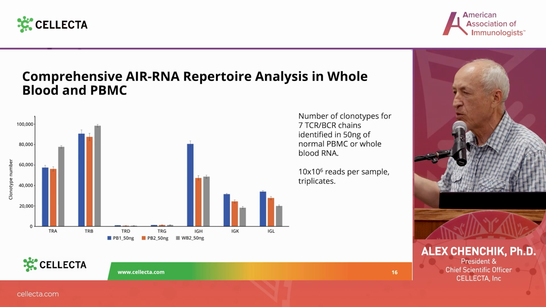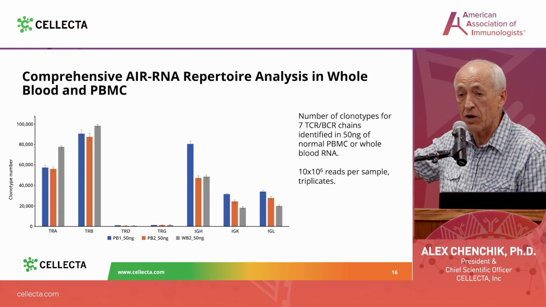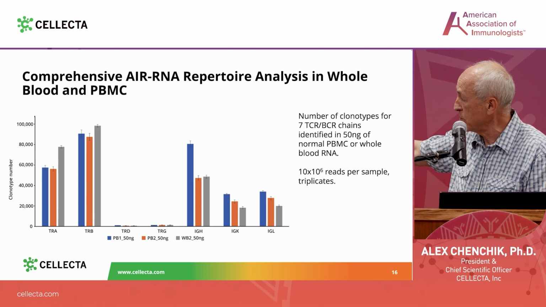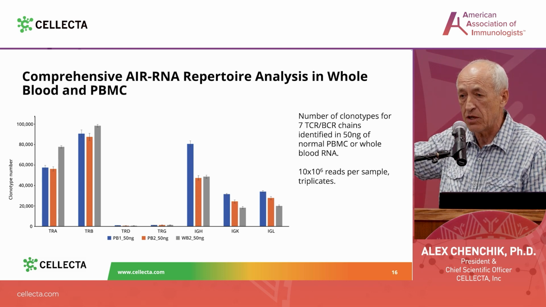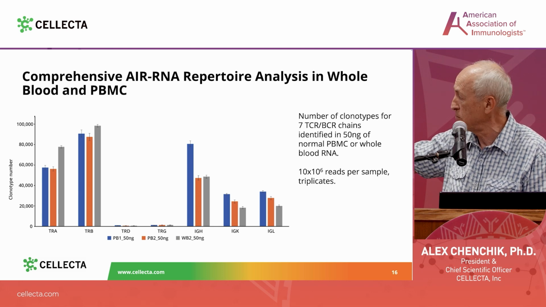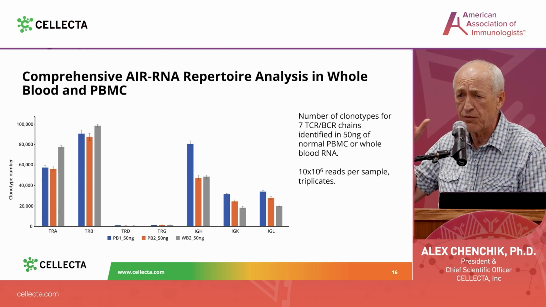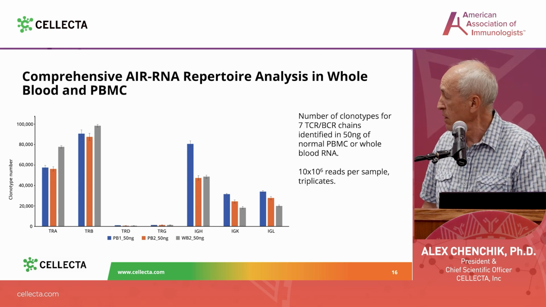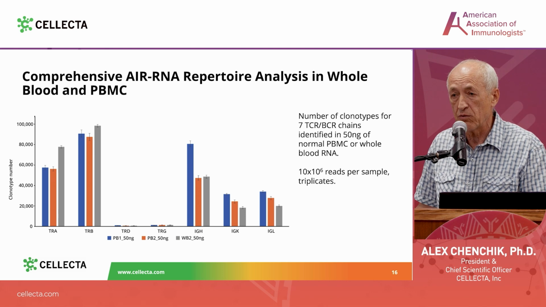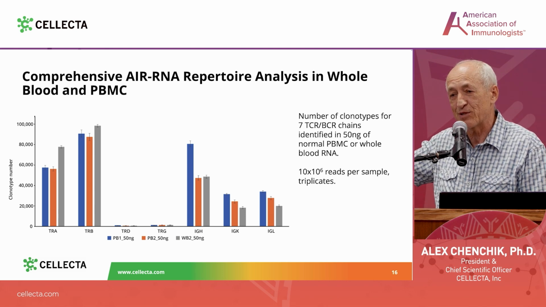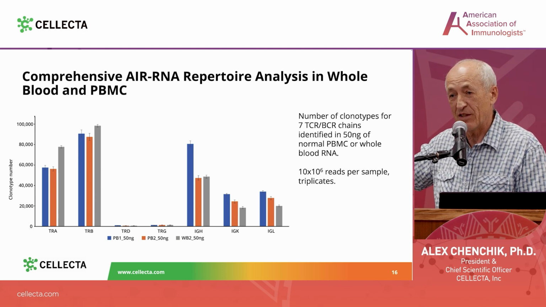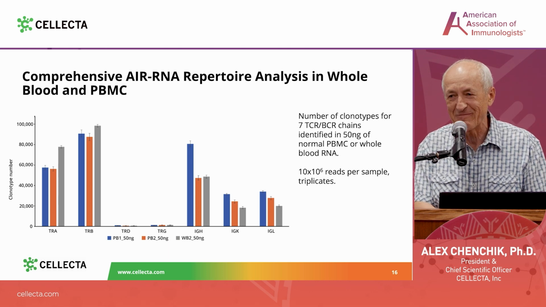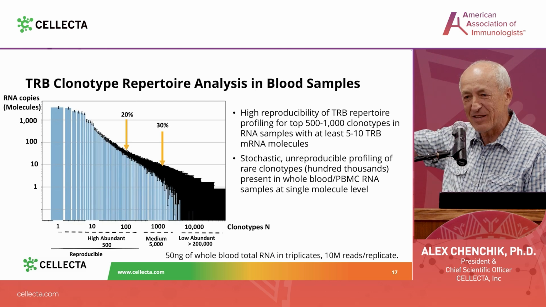Here's an example of how it looks. If you take, for example, 50 nanograms of total RNA from PBMC or a whole blood sample and run this assay, you can see that you generate a rather equal representation of heavy and light chains for both T cell receptor and B cell receptor. You identify approximately 100,000 different clonotypes with different abundance levels. The number one question: if you repeat this experiment 3 times, what will you see? And my answer is very simple. You will not get exactly the same result. You will get something like what is shown on this slide.